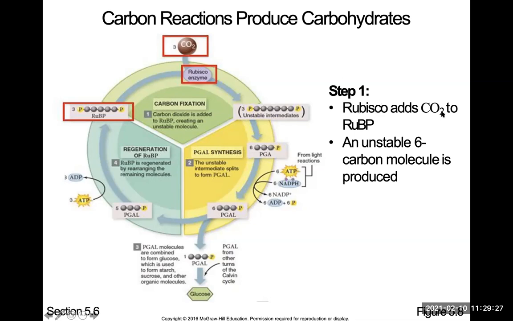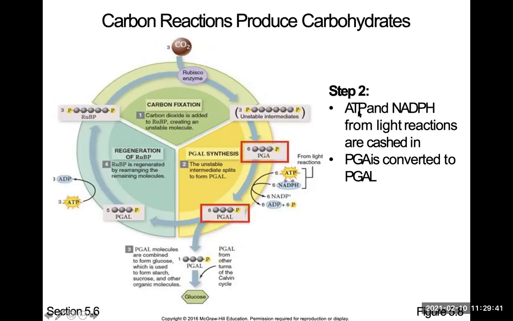Rubisco is going to add carbon dioxide to RuBP. Don't worry about RuBP. The only thing I need you to know is that it's making this sugar. It's putting those molecules together. So ATP and NADPH from the light reactions are used here in this reaction. And then it says PGA is converted to PGAL. Don't worry about that. I can explain what it is, but you don't have to know about it, okay? So it's just basically taking this carbon dioxide and putting it together.